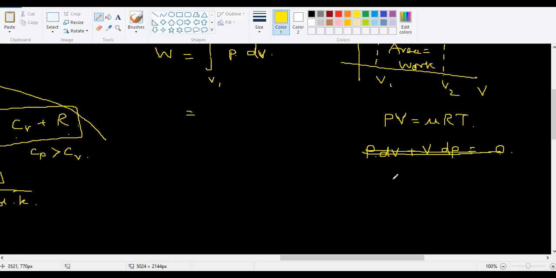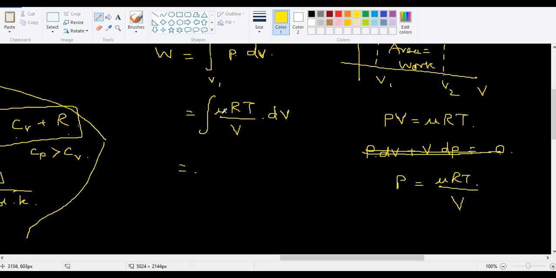I simply want P. So P can be written as P is equal to mu RT divided by V. In place of P, I'm going to write mu RT divided by V. As I told you, we are talking about isothermal process, which means temperature is constant. Mu is number of moles, constant; R is universal gas constant. So mu RT is a constant, so keep it outside the integral of dV by V.